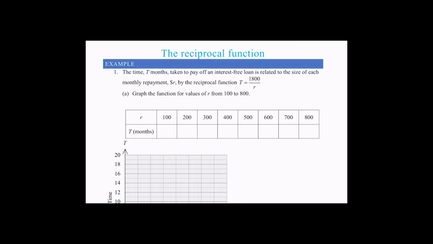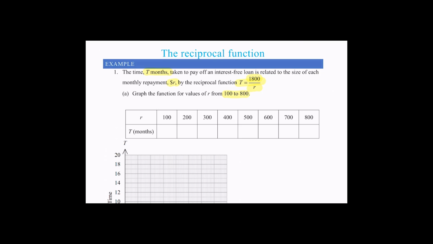So, the reciprocal function. Here's a question about the reciprocal function. The time t months taken to pay off an interest-free loan is related to the size of each monthly repayment. Well, that makes sense. And the repayments are in dollars. And here is a function: T equals 1800 over R. And it says graph the function for values of R from 100 to 800.